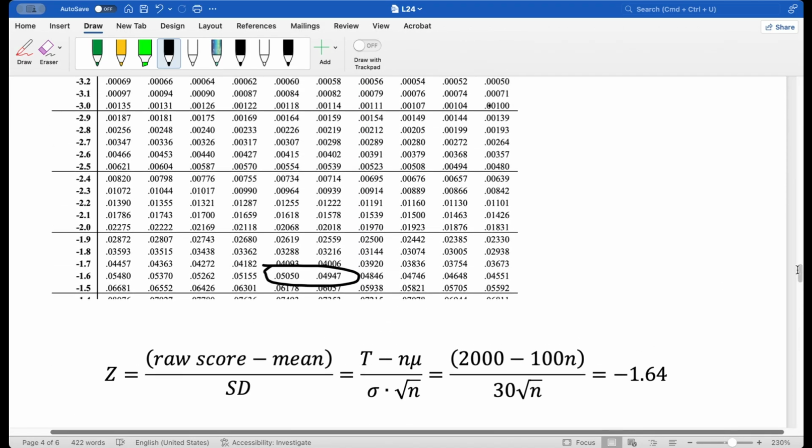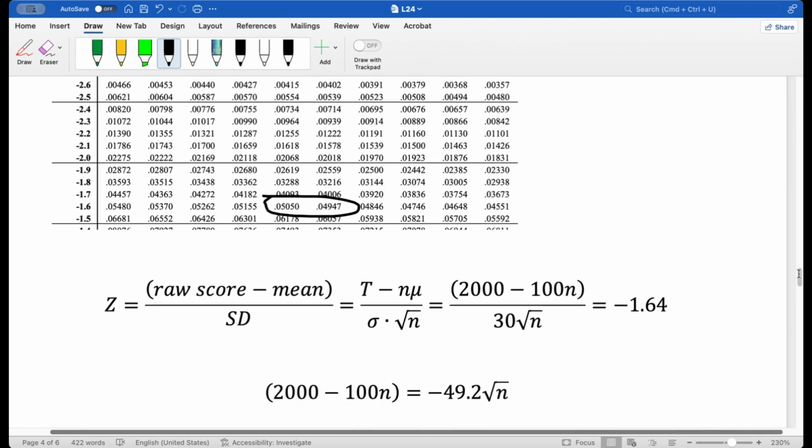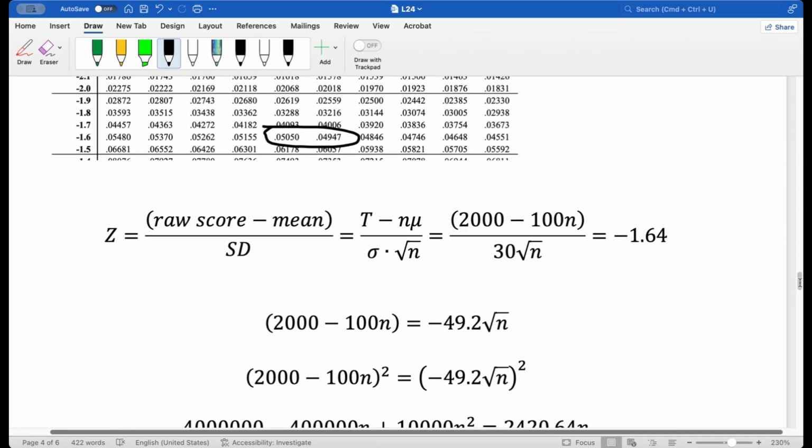All right, so now we're going to convert this over to a raw score. So we want the total to be at least 2,000. The mean was n times mu, 100n. Standard deviation for the total is sigma times root n, 30 root n. And the cutoff is the negative 1.64 to get that 95%, 5% on the left, 95% on the right. So you cross multiply, 30 times negative 1.64 is negative 49.2. You could do trial and error here to find the first n that works.